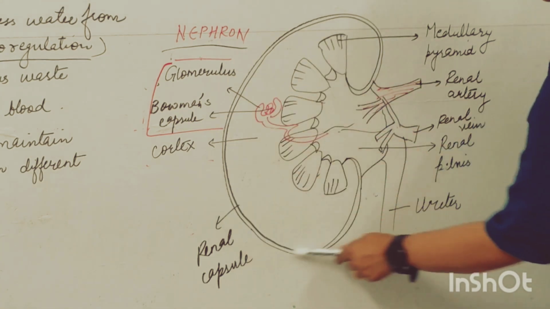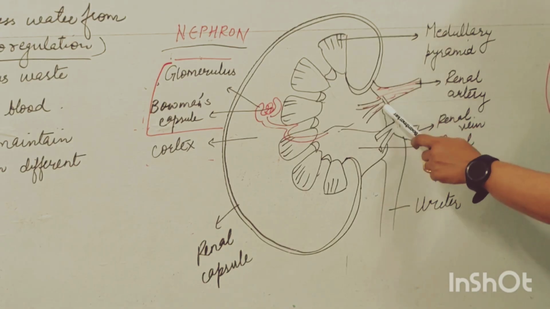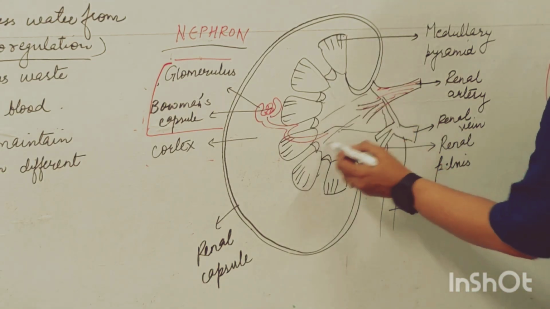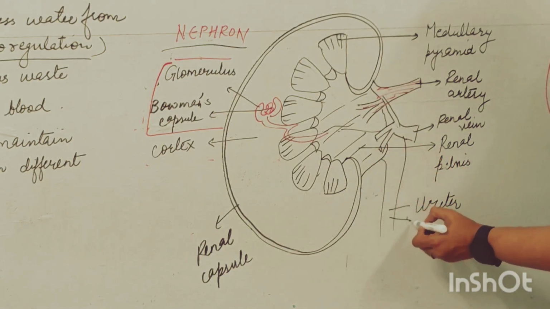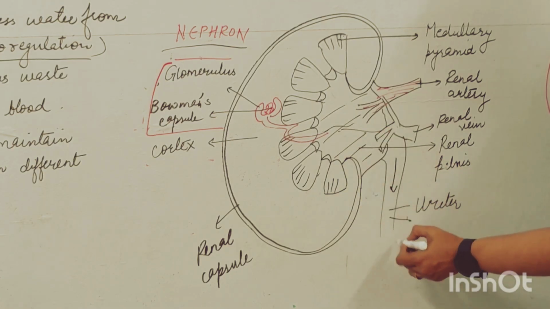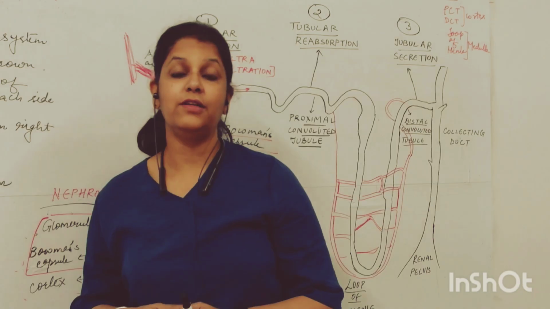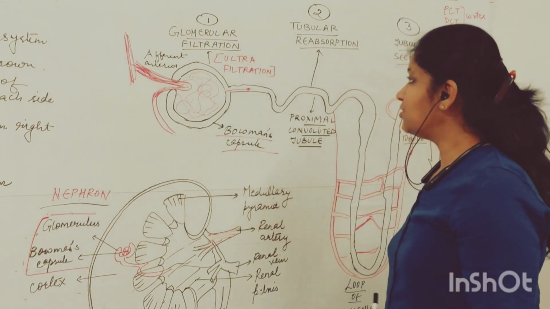This entire structure is known as the renal capsule, and over here you can see the renal artery and the renal vein. This portion is known as the renal pelvis, which is connected to the ureter for the transport of urine from the kidney through the ureter to the urinary bladder. Each kidney is made up of thousands of filtration units which we call nephrons. So this is the detailed structure of the nephron.